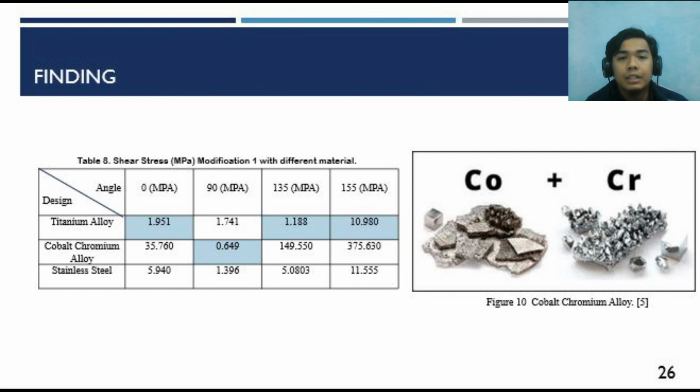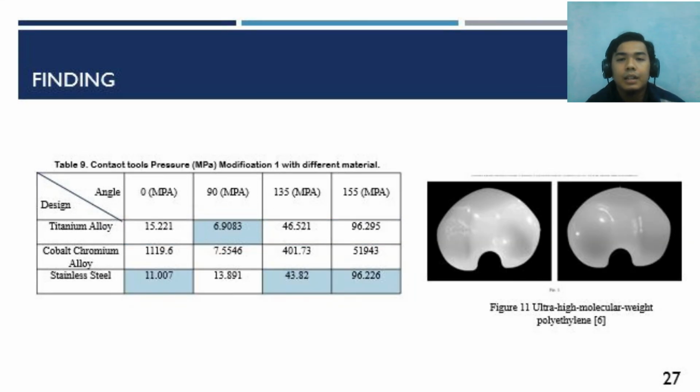This slide shows the shear stress from the modification 1 design. The titanium alloy has less shear stress than the other materials, but at 90 degrees, cobalt chromium alloy is less stressed than the other materials. From this slide, stainless steel has less contact tool pressure than the other designs except at 90 degrees. Ideally, the lesser the amount of deformation, the more suitable it can be used as the chosen biomaterial. Through observation, stainless steel is less deformed than the others.